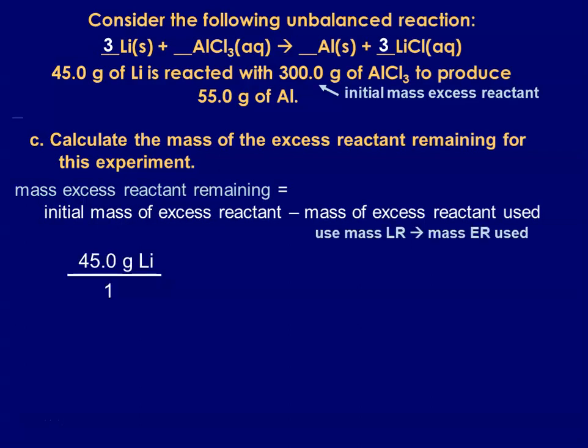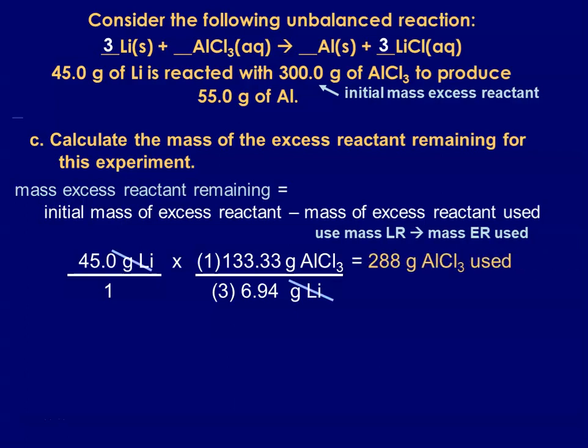So I'm going to take my 45 grams of lithium and do one last stoichiometry problem, going from grams of lithium to grams of aluminum chloride. Molar mass for lithium gets placed. Molar mass for aluminum chloride, you did that one previously as well, 133.33. And now I need to look at the stoichiometric relationship between the two reactants, 3-to-1 ratio. The grams of lithium cancel out. I multiply and divide. I should have 3 sig figs in my answer. And I get that 288 grams of AlCl3 were needed to completely use up the 45 grams of lithium. So that's how much was actually used.